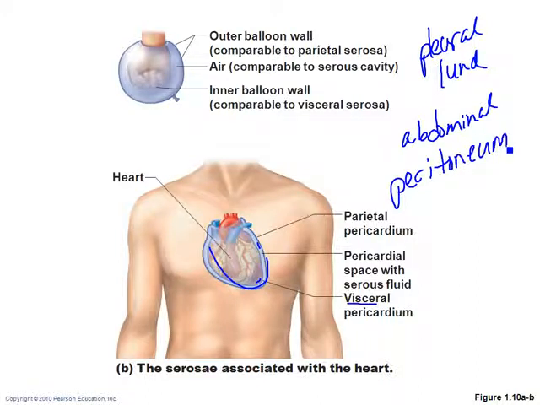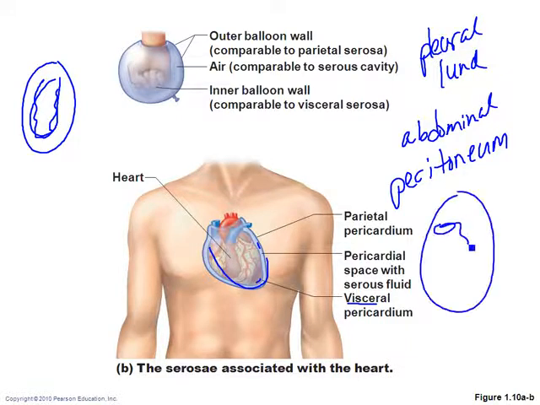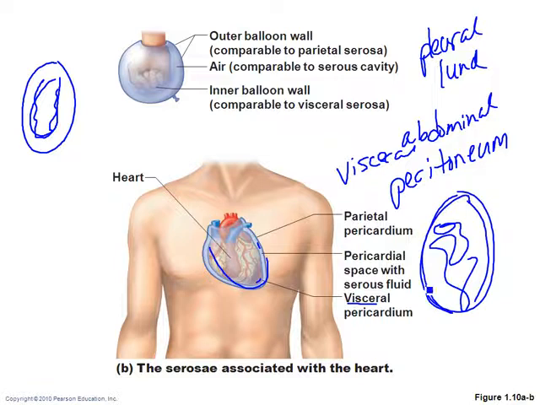So let's just kind of talk through that. So here's your lung, okay? So the lining that's on the lung would be the visceral pleura. The lining that lines the cavity that the lung is in, the pleural cavity, is called the parietal pleura. In the abdomen, so here's all your guts, the lining that's on top of the abdominal organs is called the visceral peritoneum, and the lining that lines the abdominal cavity is called the parietal peritoneum.